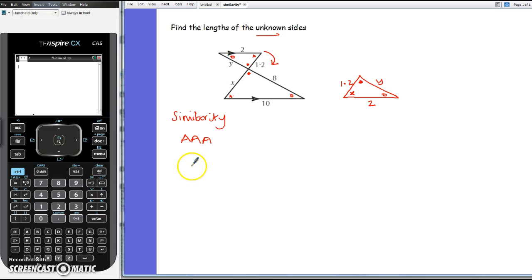Once I've established similarity, I can now use the other parts of the similarity concept, and that is that all of our sides now should be in the same ratio. So having a look, corresponding sides 1.2 and x are corresponding sides, y and 8 are corresponding sides, and 2 and 10 are corresponding sides. So I need to just use my ratio.